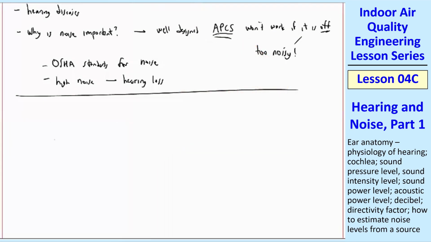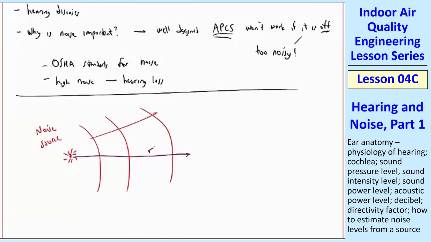We have some noise source. It could be a piece of equipment, it could be music, it could just be like loud noise, like a jackhammer. Let's look at the sound waves that come off of that. So of course they spread out. I'm drawing it on a page, but these would spread out spherically. And then we have from that noise source radius r. And then let's suppose we have an ear or a microphone that's hearing the sound.